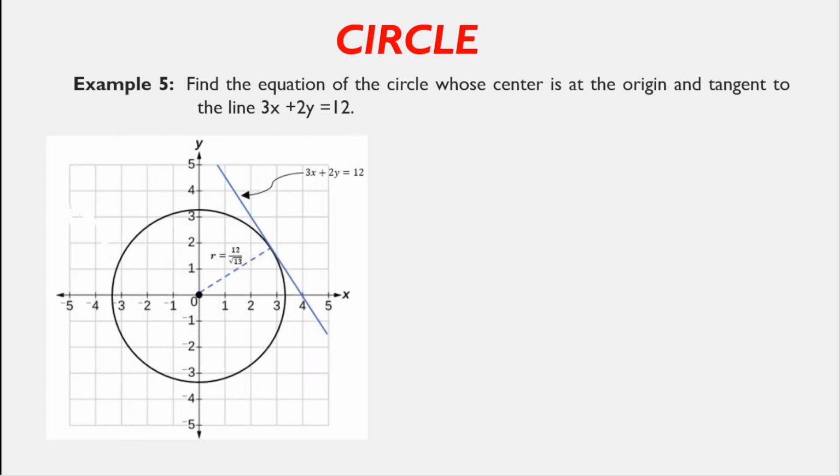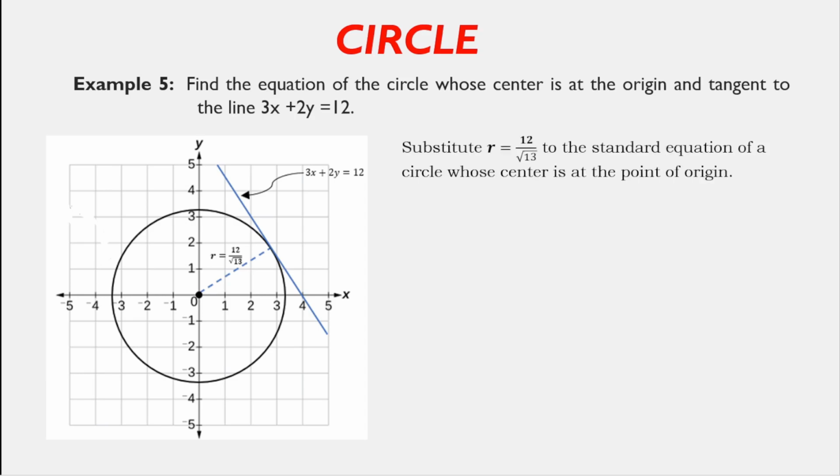Next step is the illustration. This is our line described by the equation 3x plus 2y is equal to 12. And this is our circle at the point of origin whose radius is 12 over square root of 13. Let us now identify the equation of this particular circle as described in example number 5.